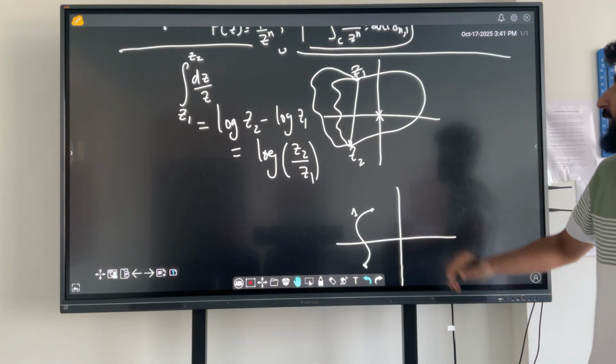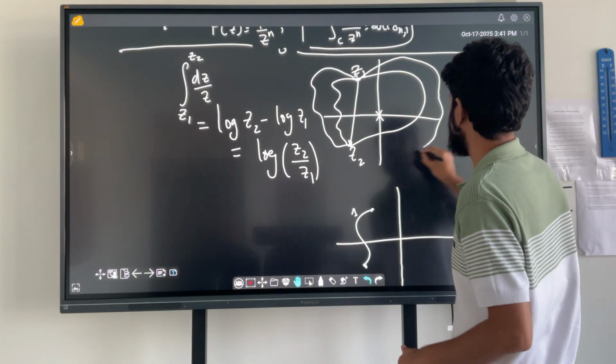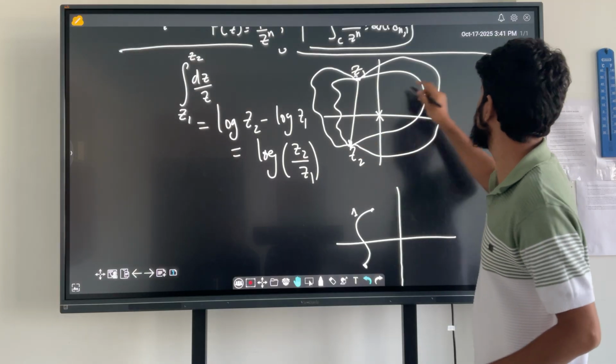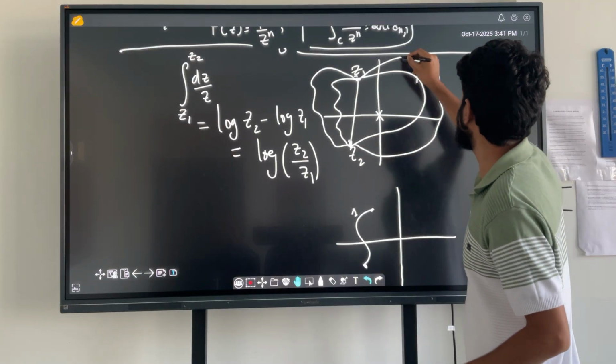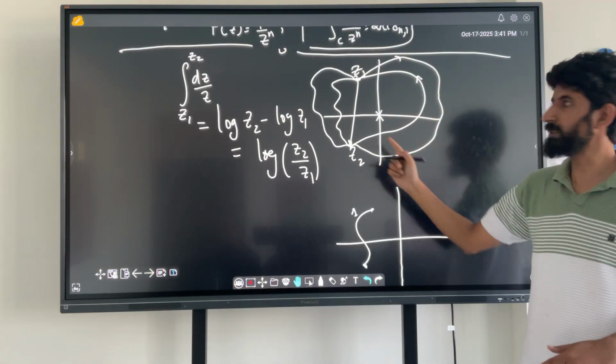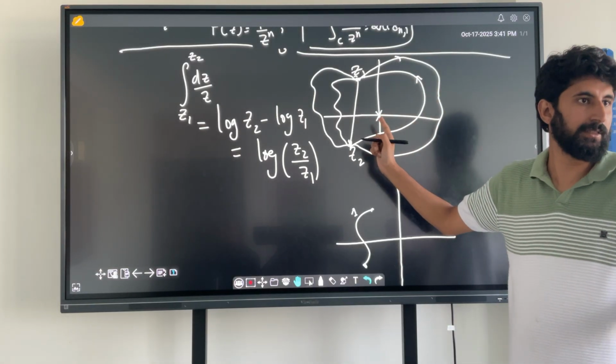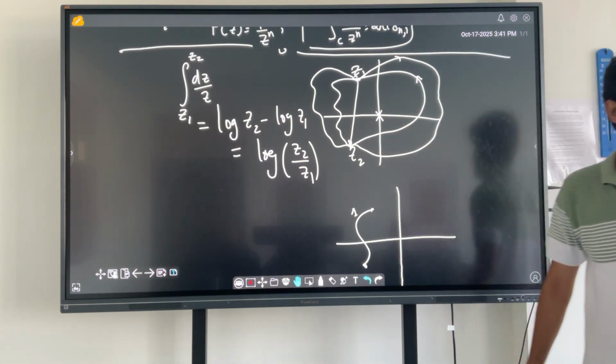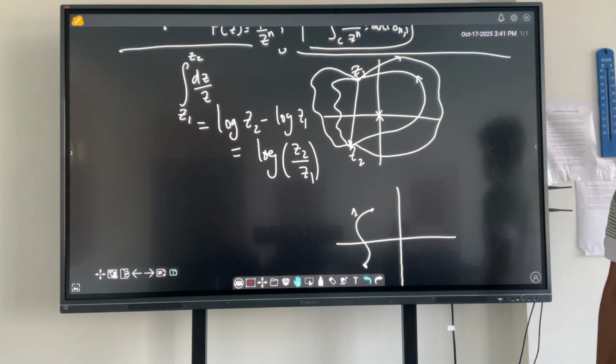Yes. Because for paths of type 2, if I consider another path like this, this path and this path form a closed loop and the function is analytic inside there. Whatever non-analyticity is there, it is there at z equal to 0. So there are only two values that you have to assign.